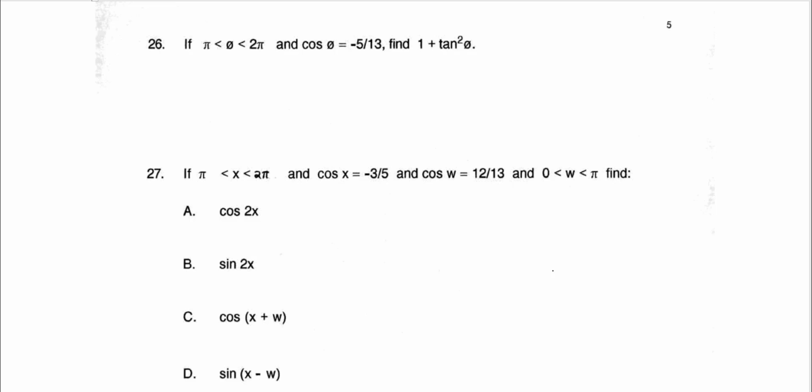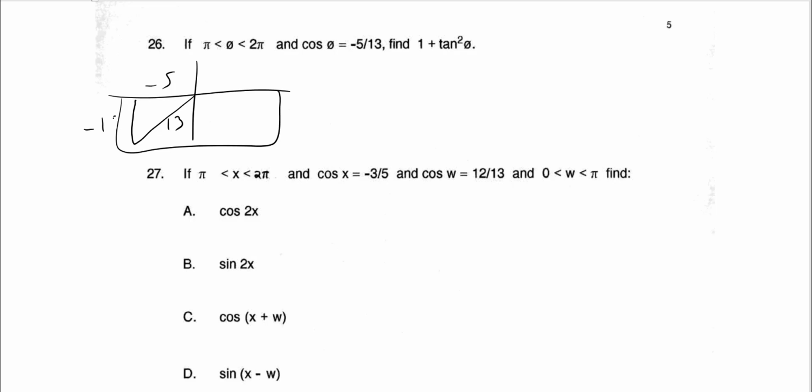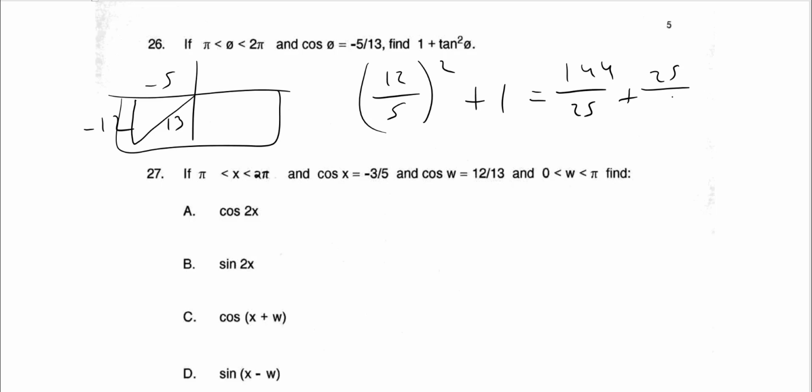Okay, so now they're saying it's between pi and 2 pi. So we're here. Cosine is negative, so we're definitely in this quadrant here. Cosine is x over r, so it's negative 5, 13, and this is negative 12. So tangent would be y over x, so it's 12 over 5, right? Positive because it's a double negative. And so that's squared plus 1. So it's pretty easy. It's really 144 over 25 plus 25 over 25, which is 1, which gives us 169 over 25. Yep. All right, cool.